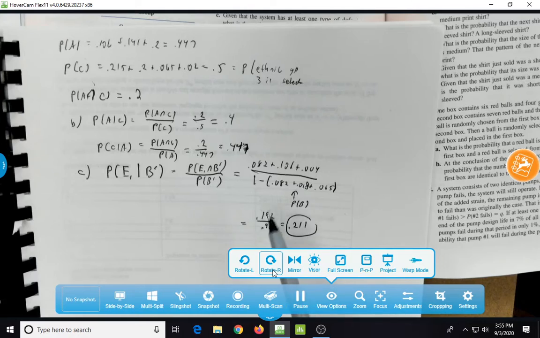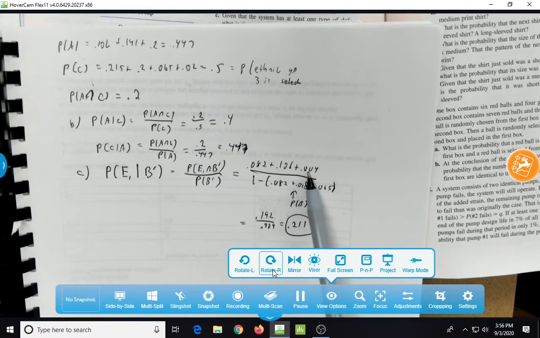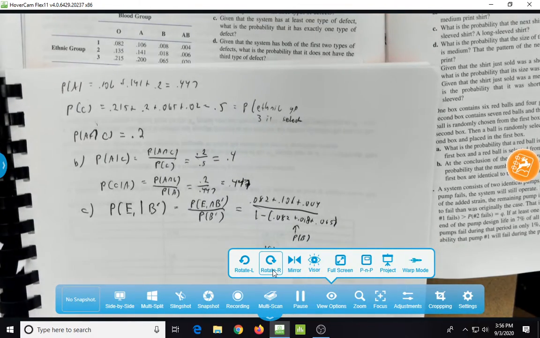So again, just in reverse, I want everything that's not in B complement in this row, so I added up all the other blood types, O, type A, and type AB. And for the denominator I wanted the probability of the complement, and so I just took 1 minus the probability of B, which would be 0.211.